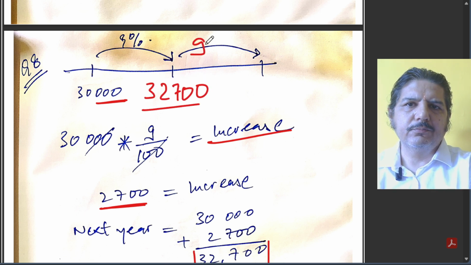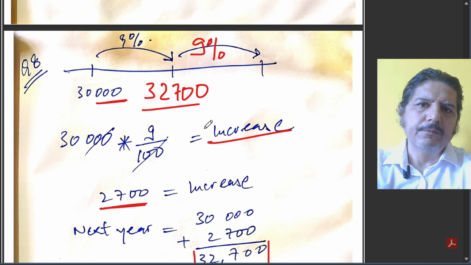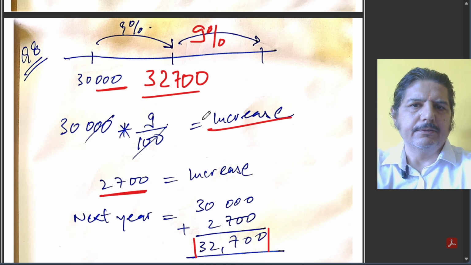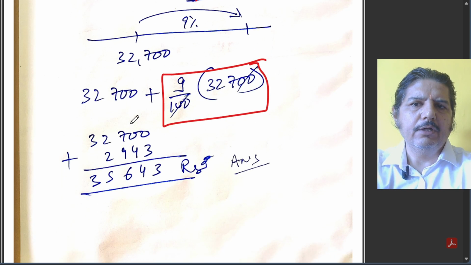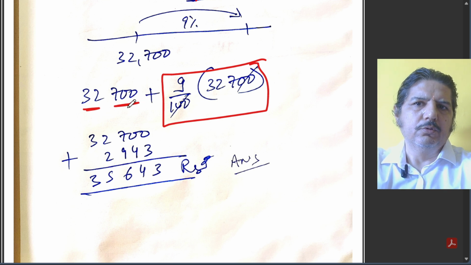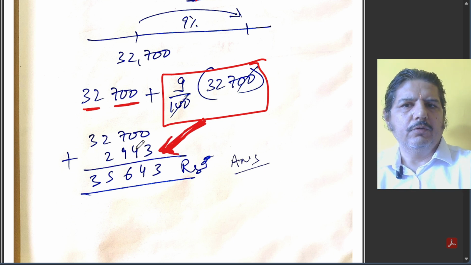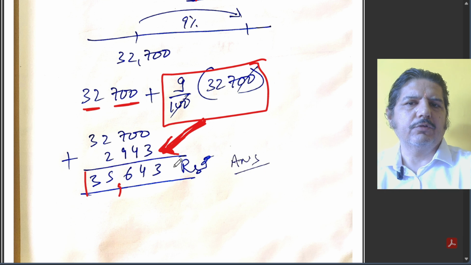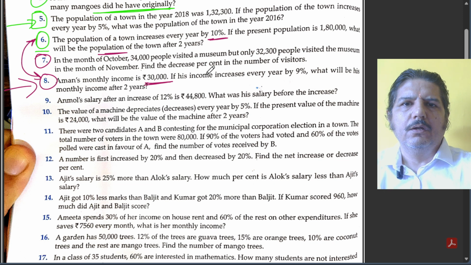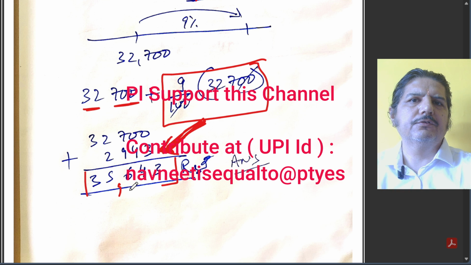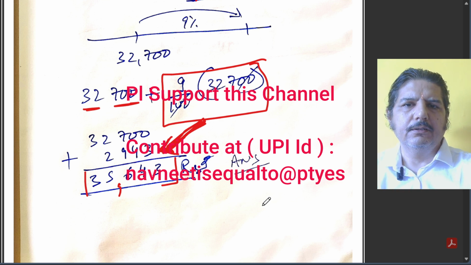And then you add 9% more to this. So 9% of 32,700. You will calculate this, and then you will add this answer to 32,700. When you calculate, this will be 2,943. So I add these two, so 35,643. This will be the answer. So what will be his monthly income after 2 years? It will be 35,643. This would be the final answer.